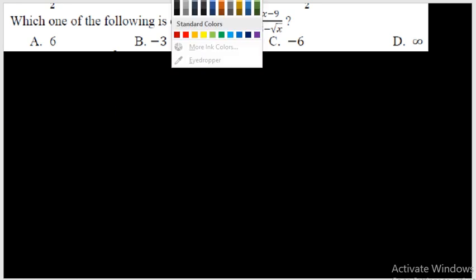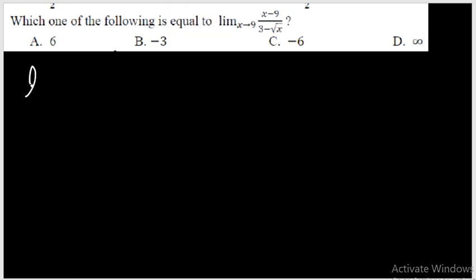Okay, the next question: which one of the following is equal to the limit of the sequence that you see, as x goes to 9? The limit of x minus 9 over 3 minus radical x as x goes to 9. If we substitute directly, the upper will be 0, and the lower also, since radical 9 is 3, so it will be 0. 0 over 0 doesn't work. So we have to rationalize. We need to multiply the numerator and the denominator by the conjugate of the denominator. So let's do it.